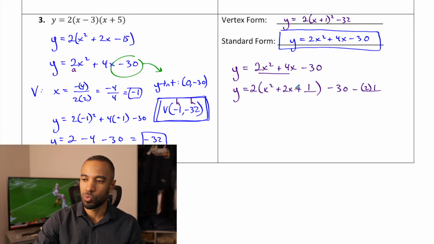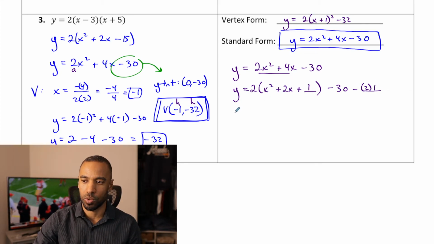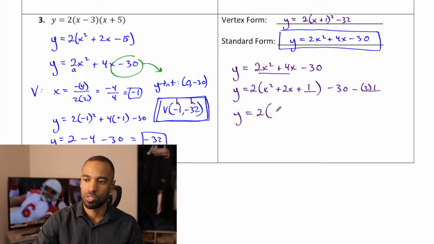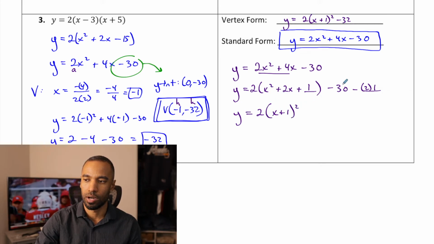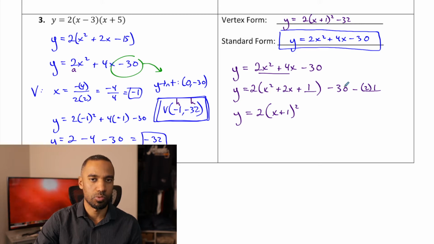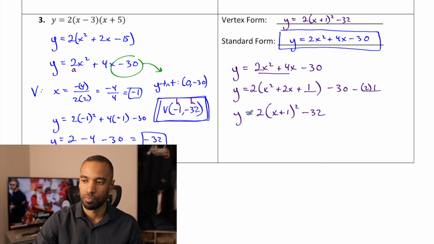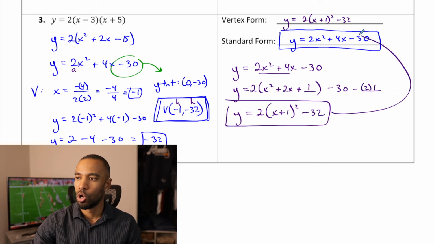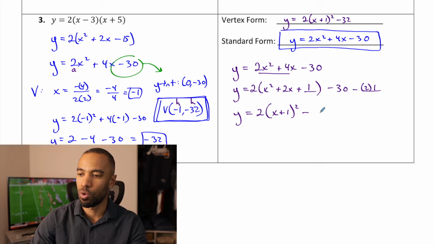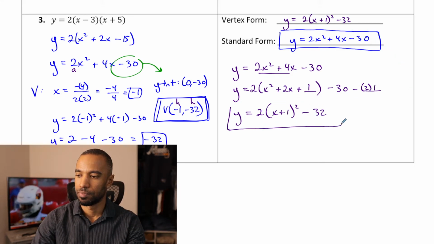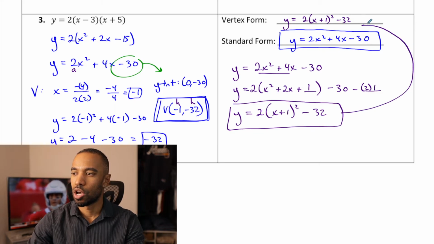But the whole idea of this one, guys, is this one factors down. That's a perfect square trinomial. So this is 2 times x plus 1, quantity squared. And -30 minus 2 times 1 is -30 minus 2. It's -32. So again, that seems to confirm what we got up there. Totally does.